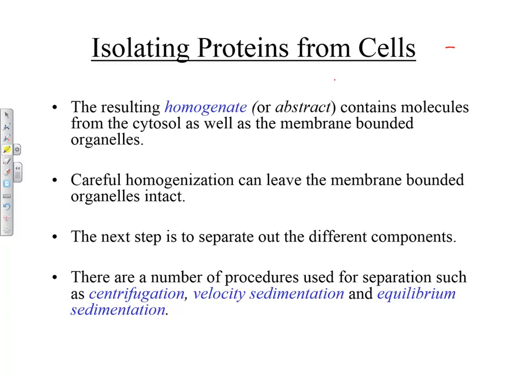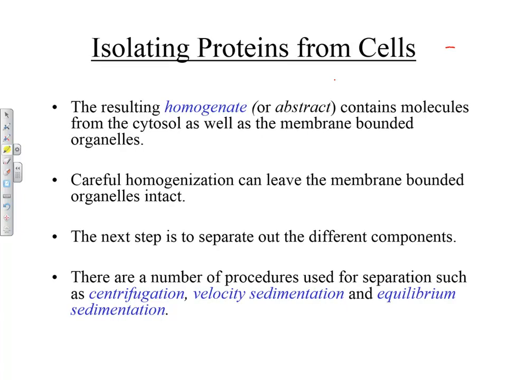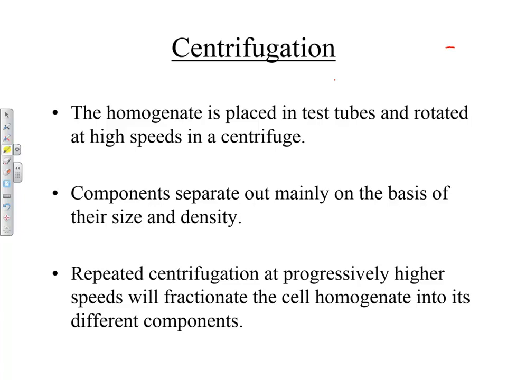There are a number of procedures that can be used for separation, such as centrifugation, then velocity sedimentation and equilibrium sedimentation. And I will discuss these one by one. And you can also use column chromatography, as I mentioned earlier, and I'm going to give you details on that in the next few slides. So first we are going to look at centrifugation, velocity sedimentation, equilibrium sedimentation, and then we'll also look at column chromatography. So first, let's look at centrifugation.